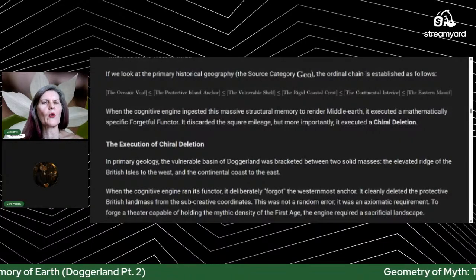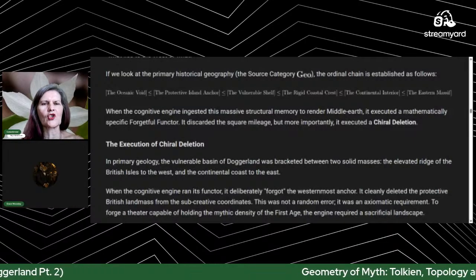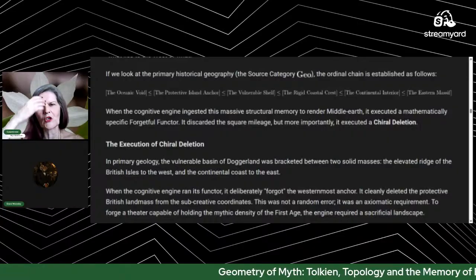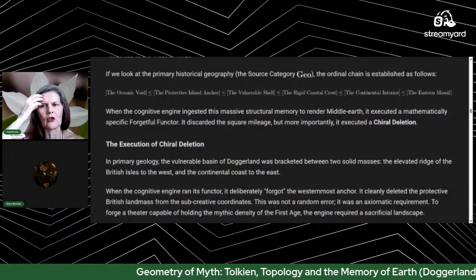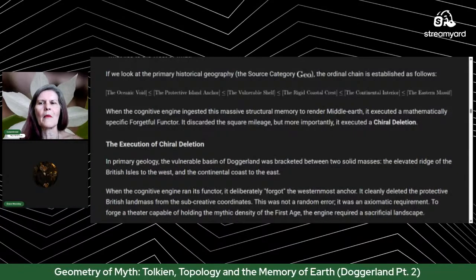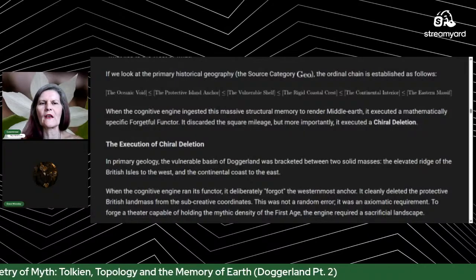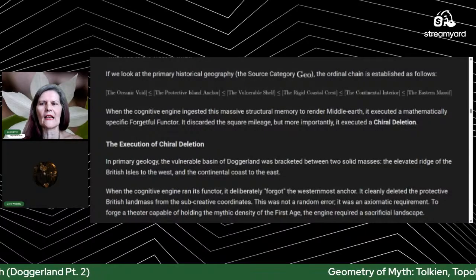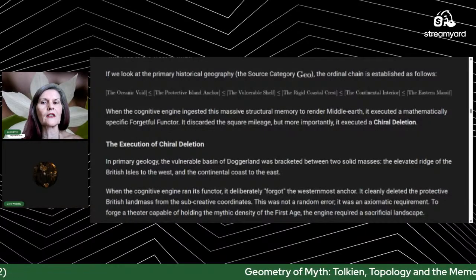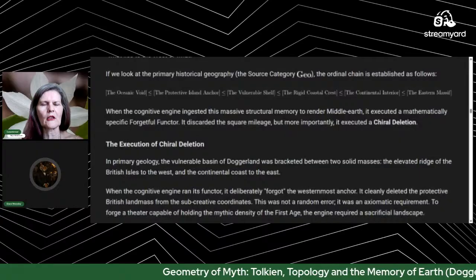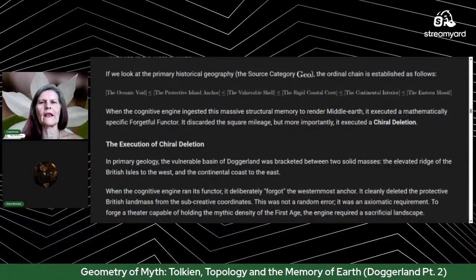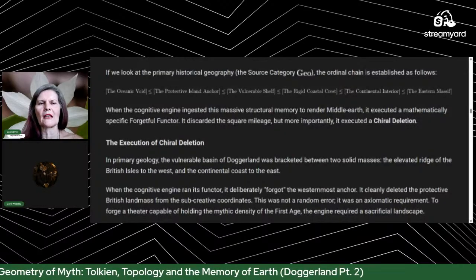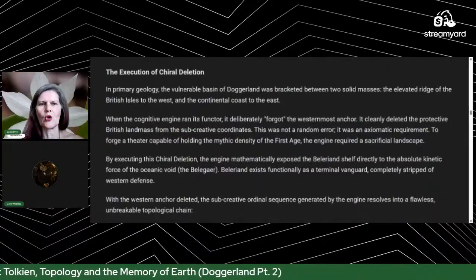So, when the cognitive engine ingested this massive structural memory to render Middle Earth, it executed a mathematically specific forgetful functor. It discarded the square mileage, but more importantly, it executed a chiral deletion. Did I say that correctly? Okay. I would like to hear what chiral deletion means.